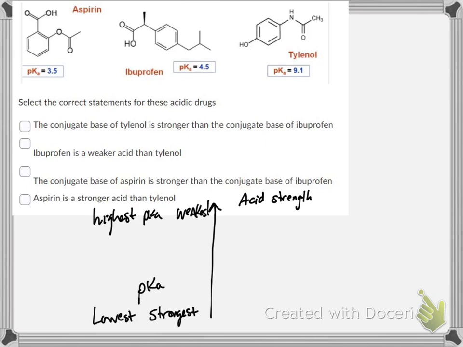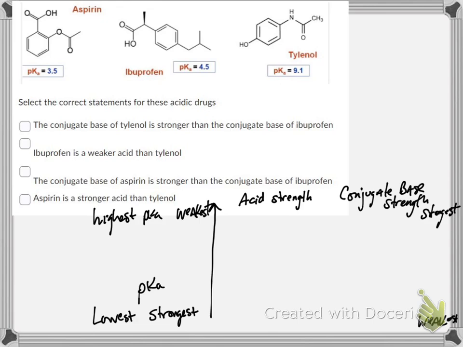the acid. And that's because Ka is 10 to the minus pKa, so if pKa is 10, then Ka is 10 to the minus 10, so it's very weak. Okay, so what we also need to do is organize the conjugate base story. The strongest conjugate base has the weakest acid. And the weakest conjugate base has the strongest acid.